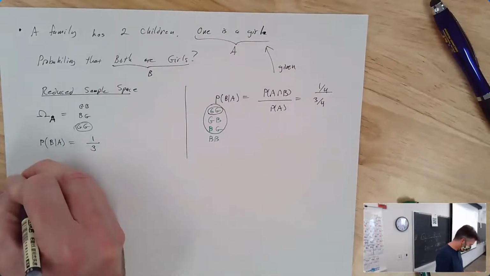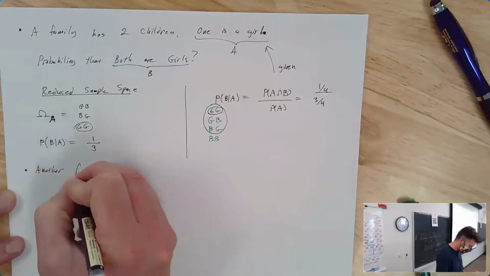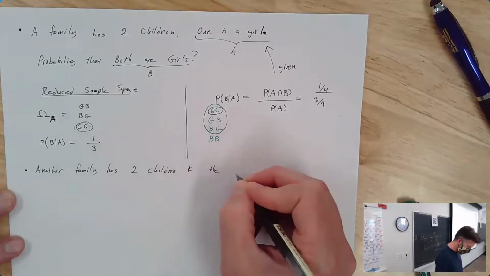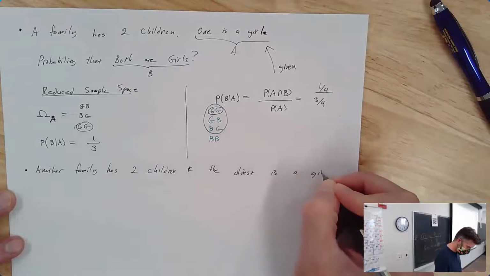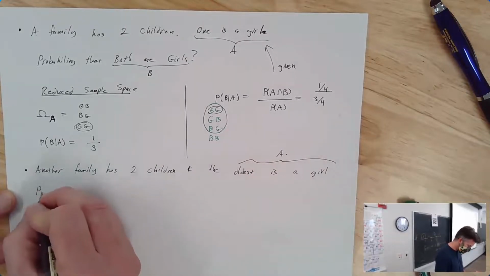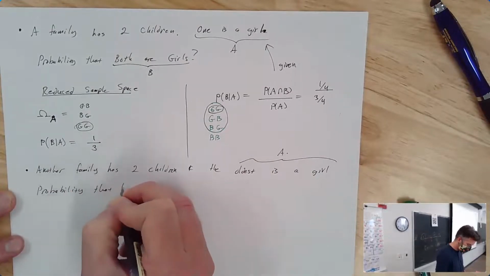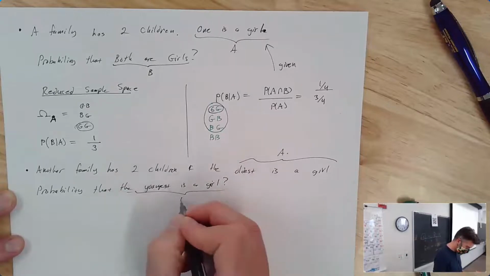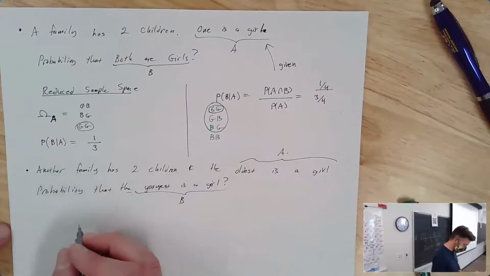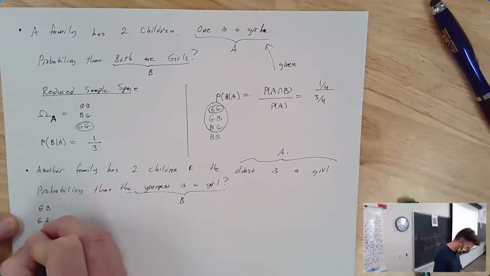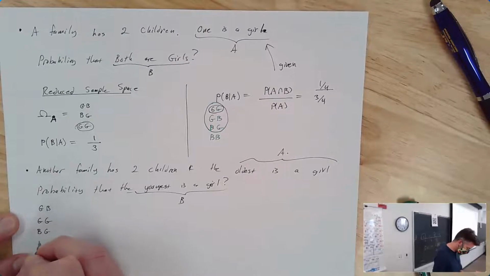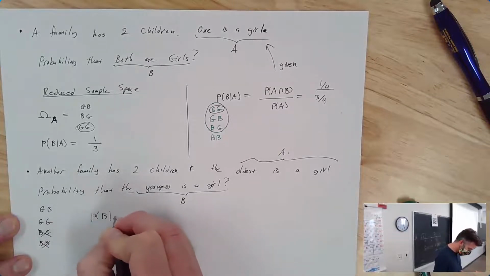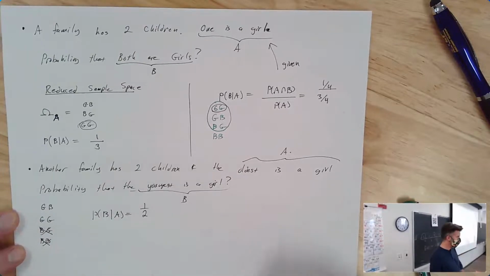Here's the difference. Another family has 2 children, and the oldest is a girl. What's the probability that the youngest is a girl? Well, now we have more information. There are only 2 ways that can happen: either the first child's a girl and the second child's a boy, or the first child's a girl and the second child's a girl. The other 2 ways of having kids don't apply. You can't have boy-girl or boy-boy. So the probability of B given A is one way of getting 2 girls out of 2 ways of having the oldest child being a girl.